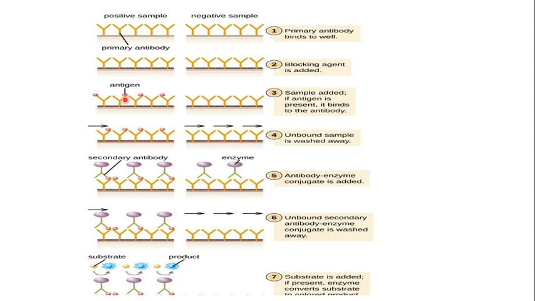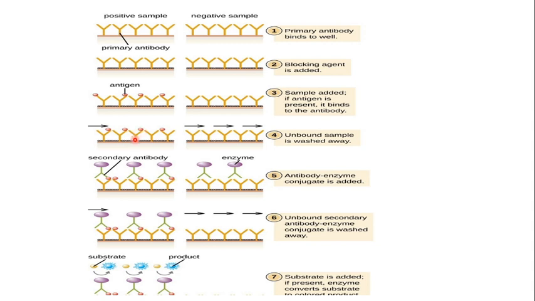You have to go for washing after each and every step to increase the specificity of the results. So what you do is, when you add your sample, your antigen gets attached to its antibody. Then you go for washing to remove all of the unwanted materials that are present in your sample. So you are going to remove the unbound samples. When you wash it, all of the unbound sample will be washed away, and only the antigen of interest will remain in the well.